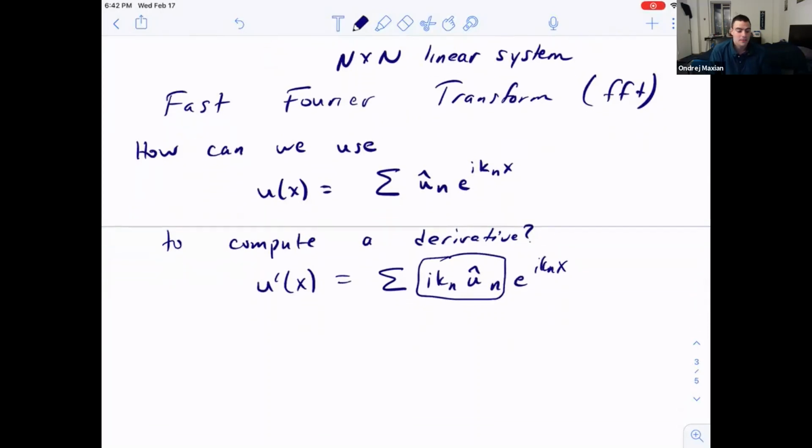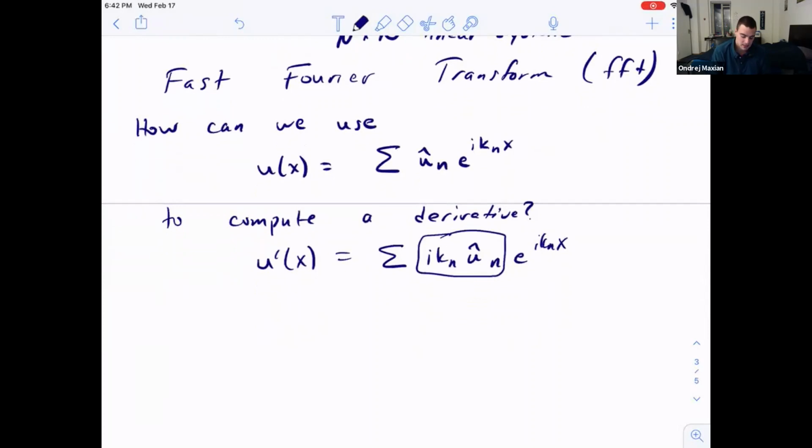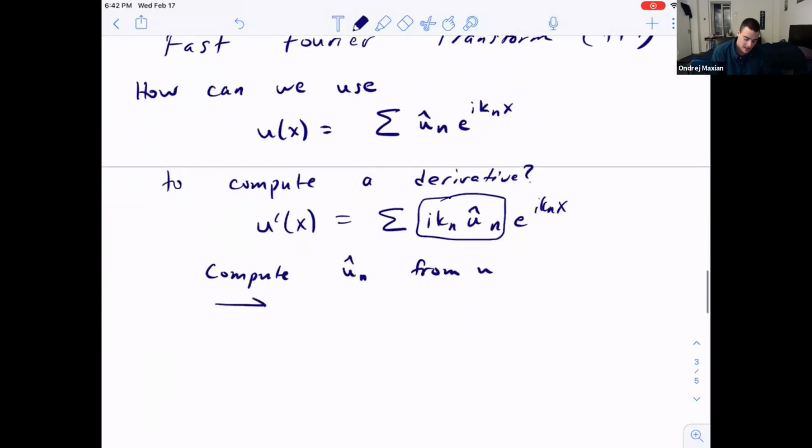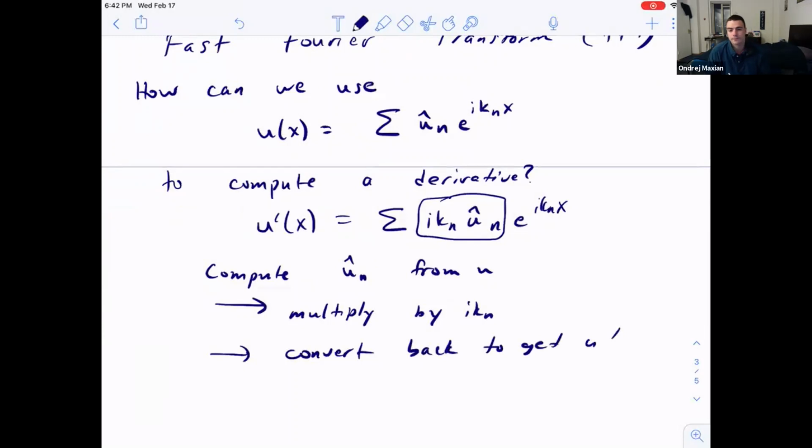So the simple way to compute a derivative is you compute u hat from u, and then what you do is multiply by i k_n and then convert back to get u prime. So that's what we're going to do right now. All right, let's get to it.